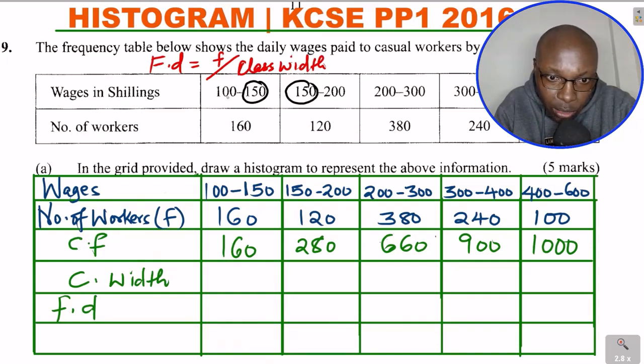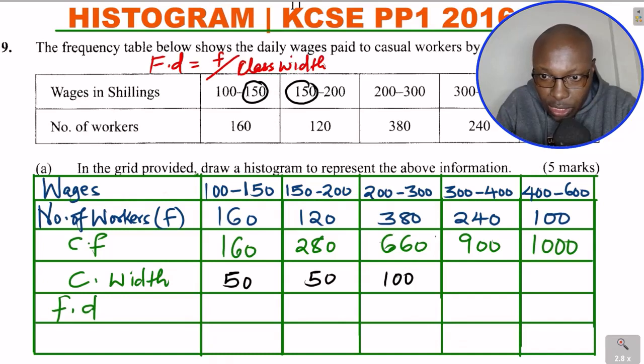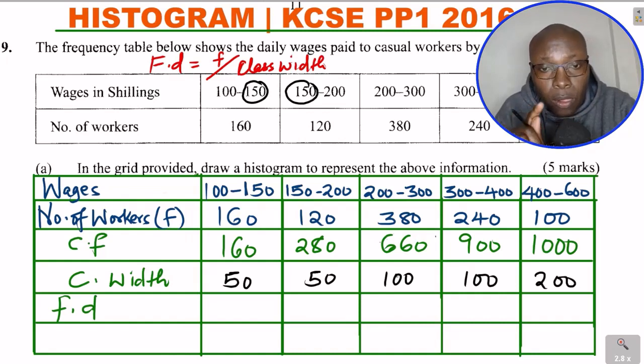150 subtract 100, you get 50. For the second one, 200 subtract 150, you get 50 as well. Then 300 subtract 200, you get 100. That is the class width. Then 400 subtract 300 gives 100. And the last one is 600 subtract 400, you get 200. So that is how you work out where you find the class limits overlapping. You don't use the class boundaries.